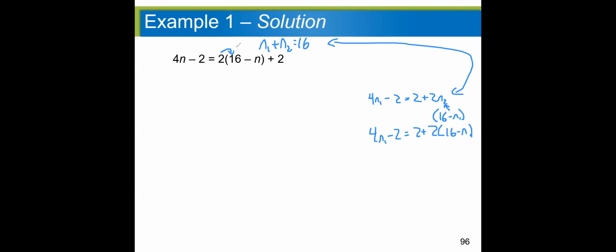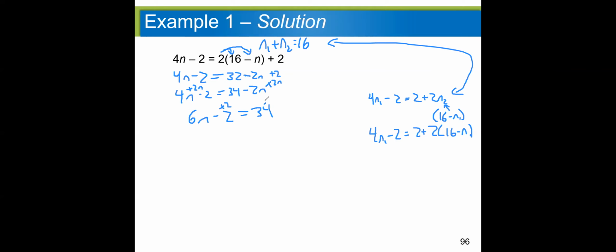I can distribute the 2, giving me 4n minus 2 equals 16 times 2, 32, minus 2n plus 2. Like terms between the 32 and the 2. Excuse me, sorry, sneeze there. So 4n minus 2 equals 34 minus 2n. I'm going to move my 2n over, add 2n to both sides. Give me 6n minus 2 equals 34. I'm going to add this 2 over to both sides, again moving stuff left, right as need be. 6n equals 32.